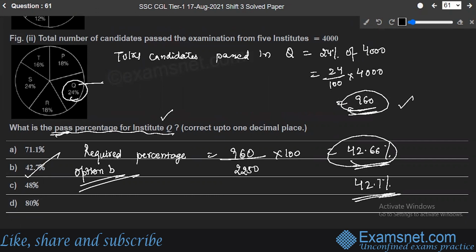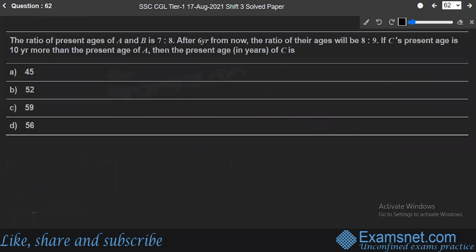Hope you are clear. Next, question number 62. It gives the ratio of the present ages of A and B as 7 is to 8. After 6 years from now, the ratio of the ages will be 8 is to 9. If C's present age is 10 years more than the present age of A, then the present age of C is... See in this question, first of all, let's write down. We are given the ratio of present ages of A and B. It's 7 is to 8.